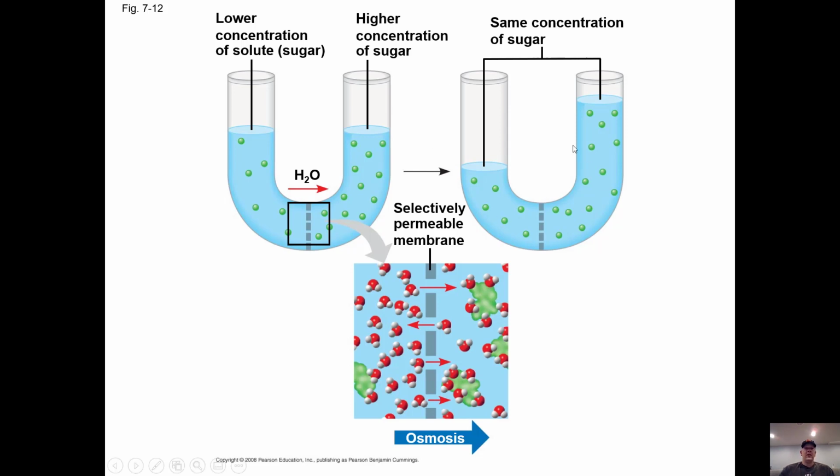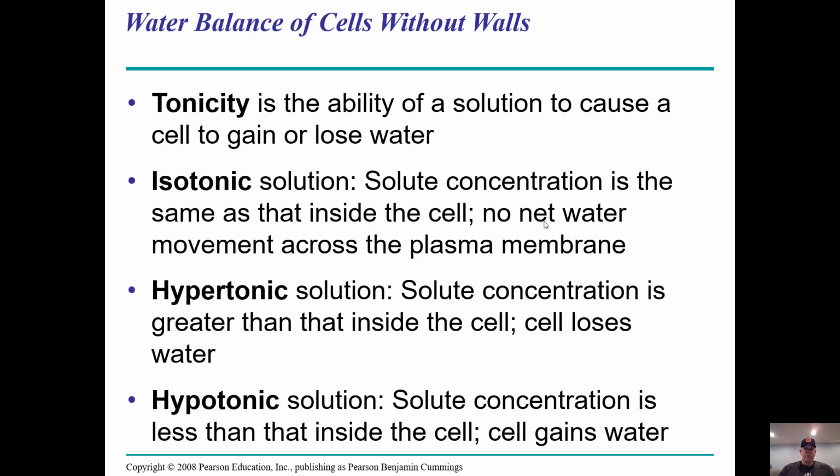So in this case, where we have this U-shaped tube with a semi-permeable membrane in the middle, you get a net flow from left to right until we hit the equilibrium. Okay, so just some vocabulary I want to hit on.